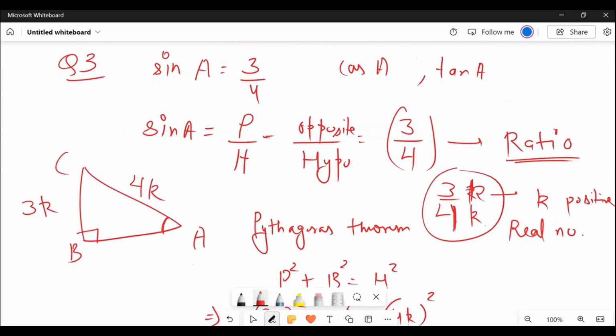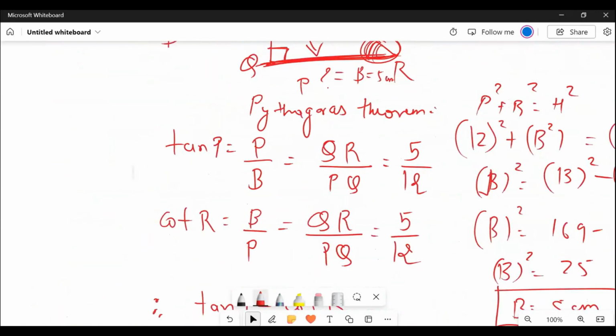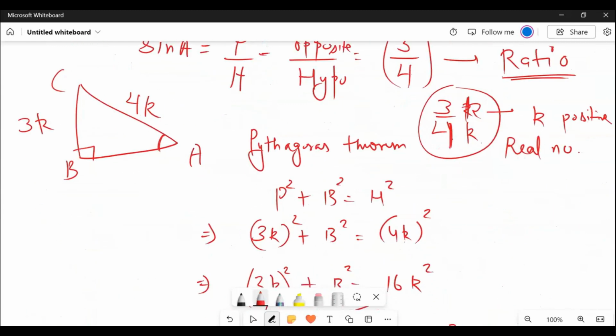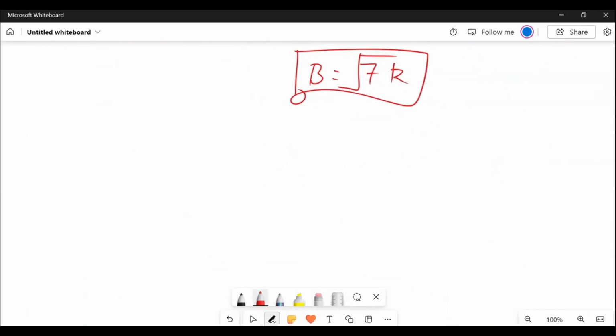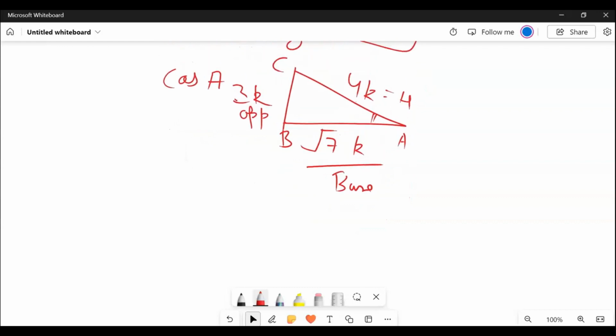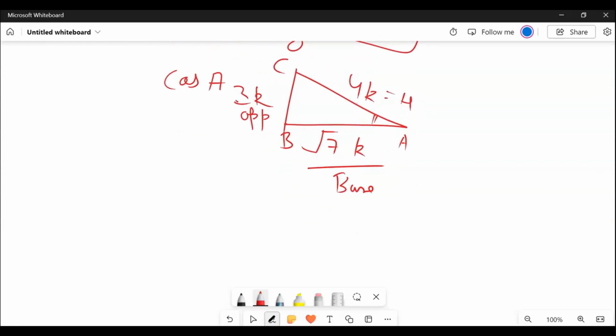So what do we need to find out in this question now? We need to figure out cos A and tan A. That's an easy one because we have already figured out most of it. So cos A, in this triangle A, B, C, this is root 7k, 4k, and this is 3k. Okay, so for A, this will be your base, this will be your opposite and this will be your hypotenuse. AC is your hypotenuse, BA is your base, and BC is your opposite.